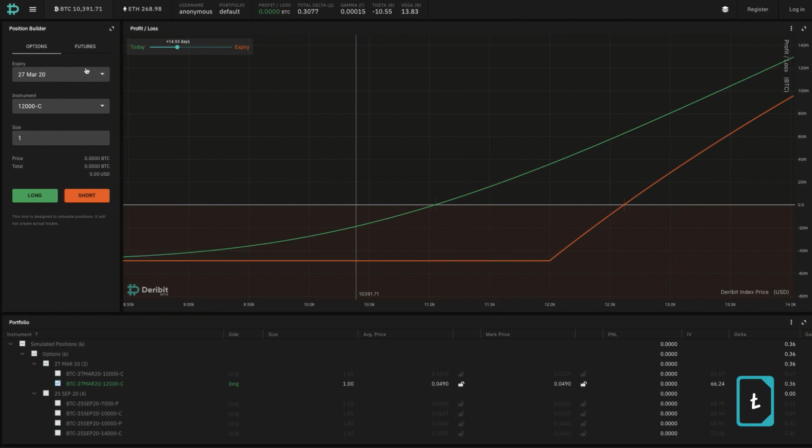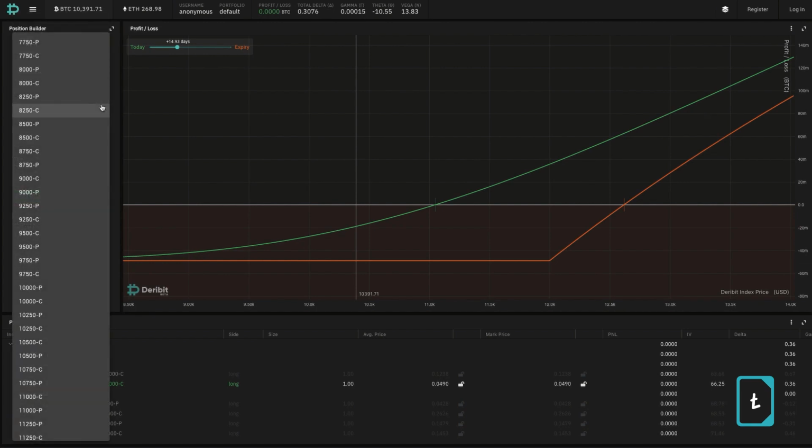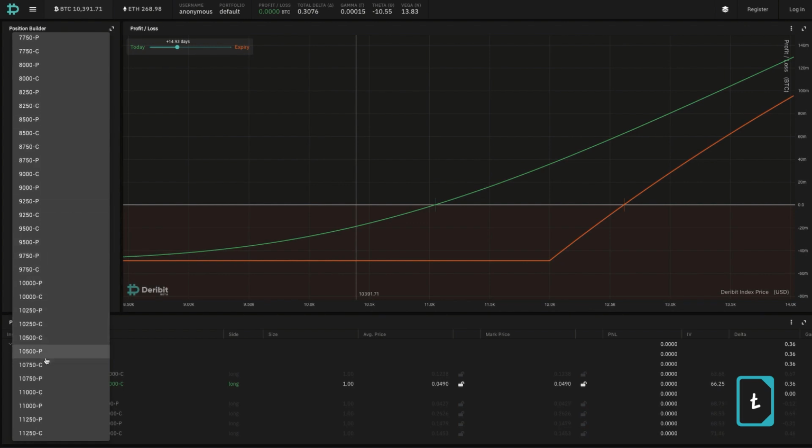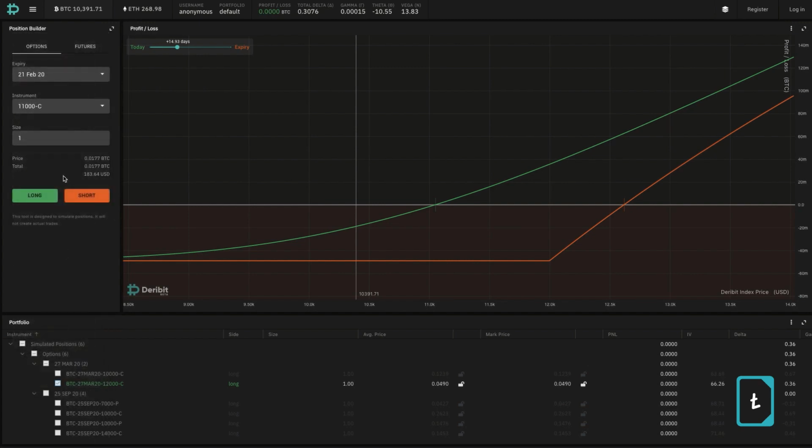So in addition to buying this $12,000 call, we're going to also choose something nearer dated, let's say 9 days out from now, and Bitcoin's 10.4 right now. Let's see what the price of an $11,000 call is. Now this time it's 0.017. So we're paying 0.05 to go long 1 Bitcoin in March.